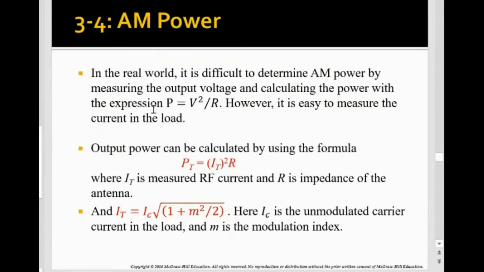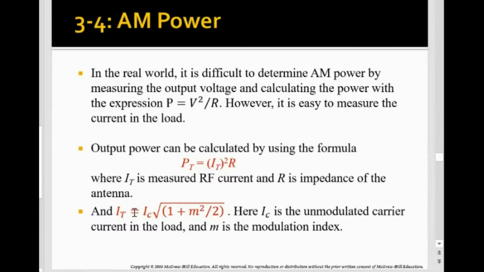In the real world, it is sometimes difficult to determine AM power by measuring the output voltage and calculating the power with the expression we have, which is V squared over R. However, it is easier to measure the current in the load. So if we want to use the current in the load, we can use this equation, which is PT, the total power, equal to the total current squared times the resistance of your RF system or antenna. So IT is the measured RF current and R is the impedance of the antenna.